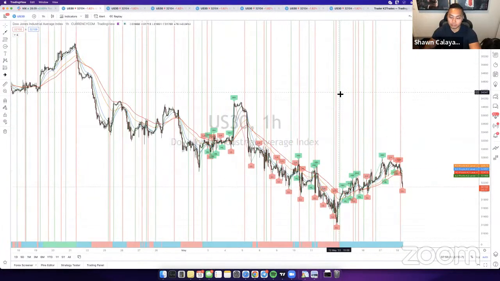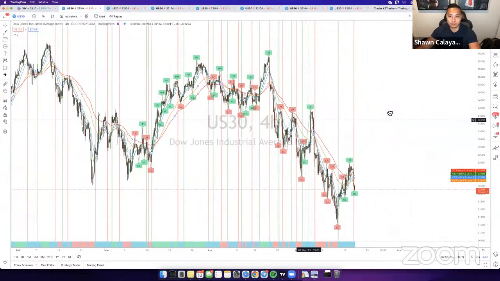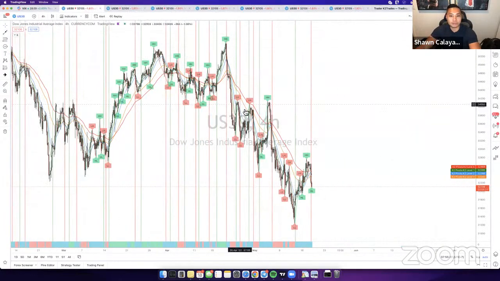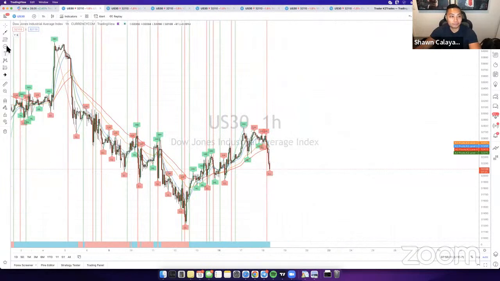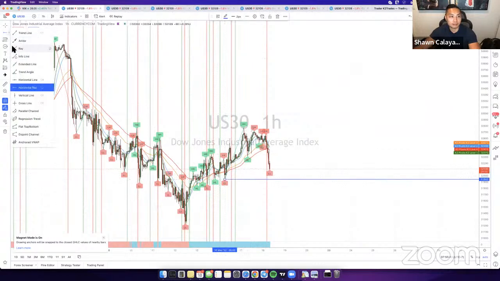If you look here on the higher time frame, the 4 hour, price looks like it's going to keep dropping, honestly. So here's one thing that you guys can do. Check this out. You know how we use liquidity on a 10-minute and other time frames?